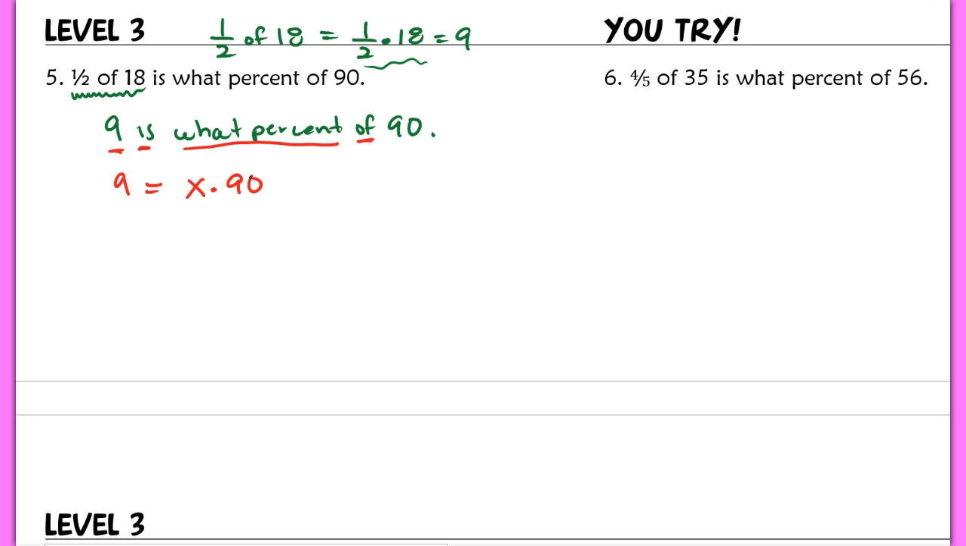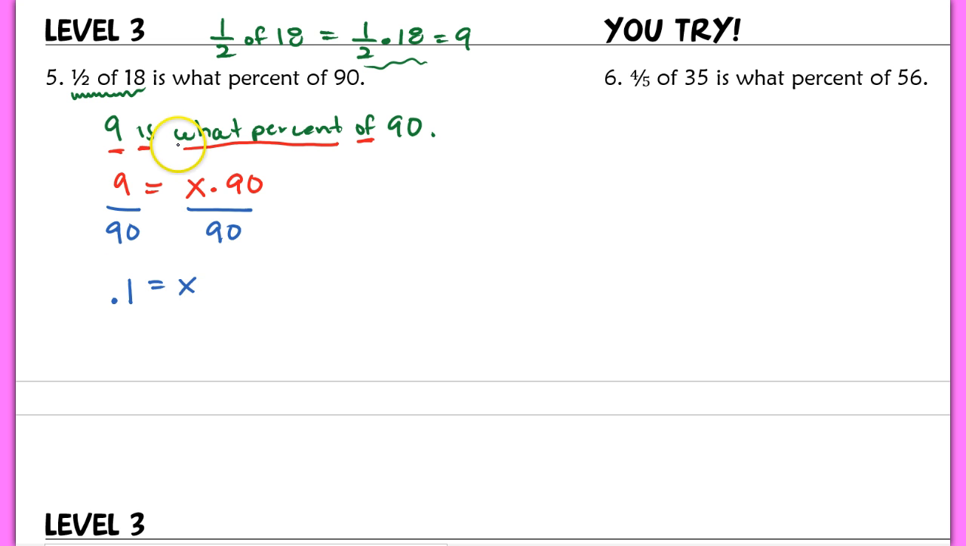Now let's solve for x. Remember, to undo what's happening to x, which is being multiplied by 90, I need to divide by 90. We're going to divide by 90 on both sides so that we get 9 over 90, which is going to give me 0.1. So 0.1 equals x.